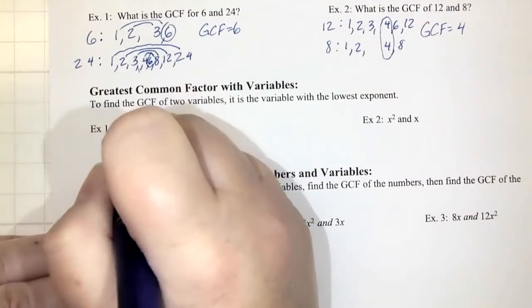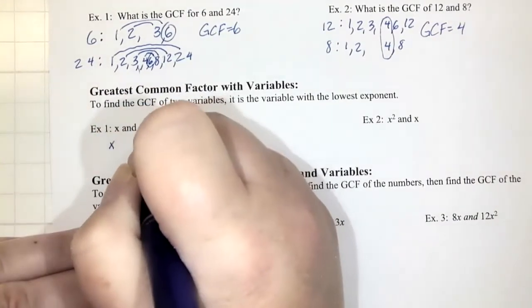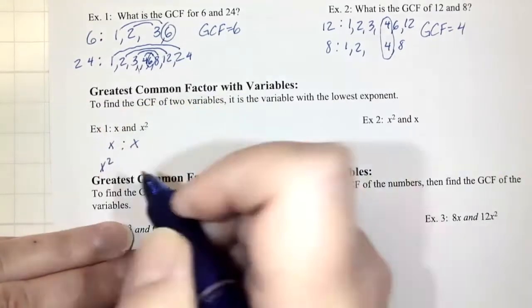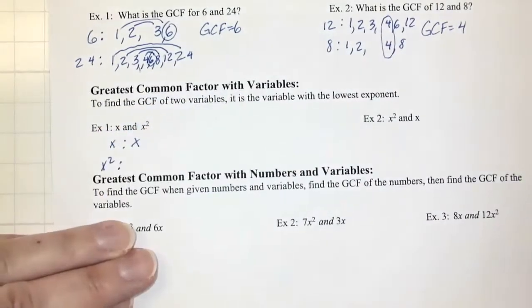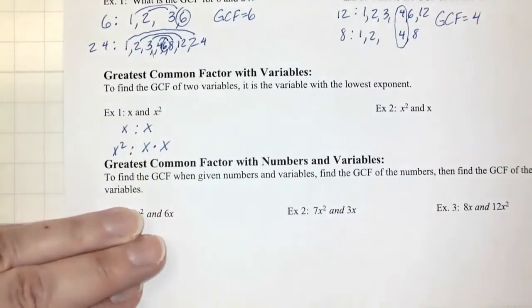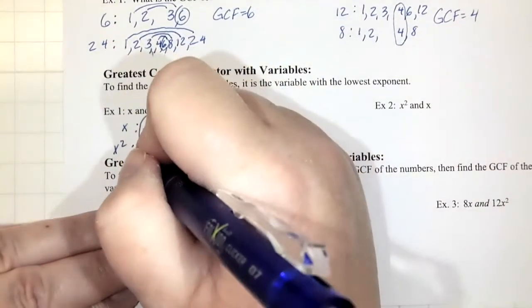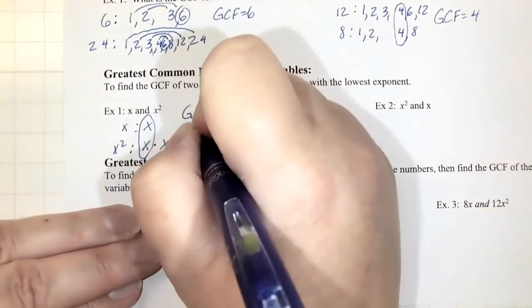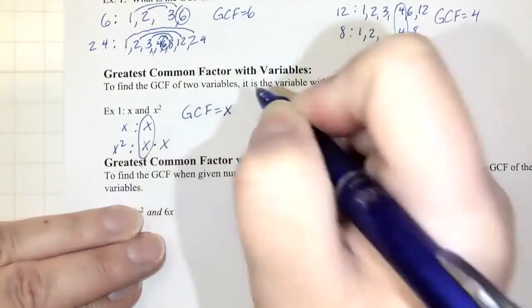So x is just x. X squared, so x has factors of just x. When we look at x squared, we can break that down into x times x. So what's the greatest factor they both have in common? Well, they have one x in common. So the GCF is just x.